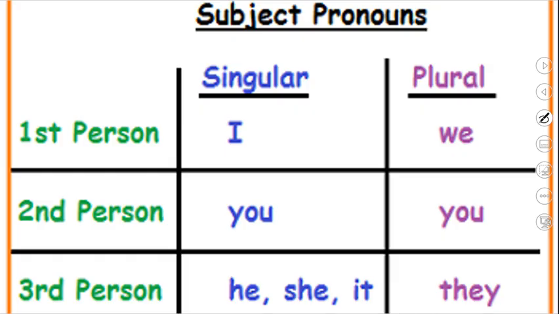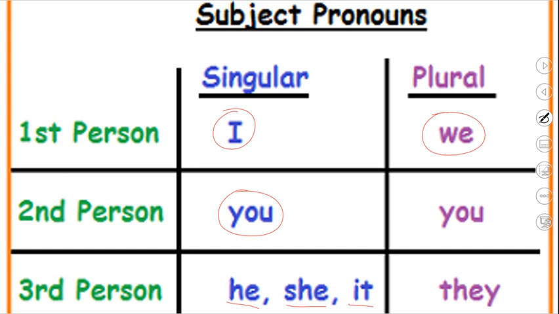Okay, here's the diagram that summarizes that subject pronouns can be first, second, or third person, and singular or plural. So here we have singular first person as I. Singular second person is you. Singular third person is he, she, or it. Plural first person is we. So the singular first person I became we.